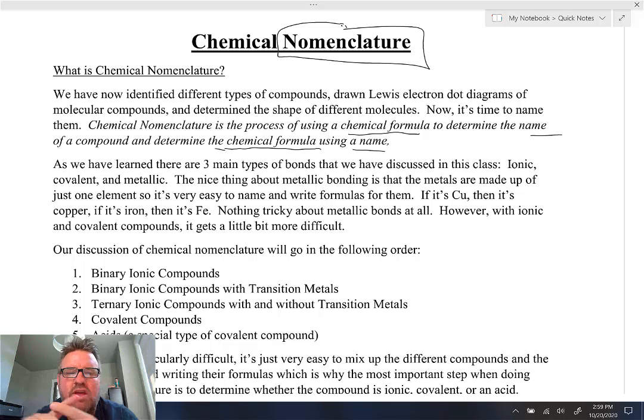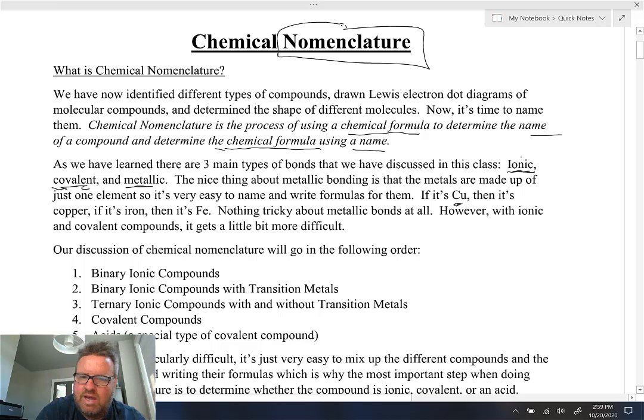Okay, so what's really important when we're doing chemical nomenclature, the first thing that we have to know is what type of compound it is. And again, we've already talked about that. The three types of compounds that we've discussed are ionic, covalent, and metallic. Now, the first thing we can do right away is forget about metallic, because metallic bonding is really, really easy. It's just the name of the element. So if it's Cu, then it's copper. Or if it's iron, then of course the chemical symbol for iron is Fe.